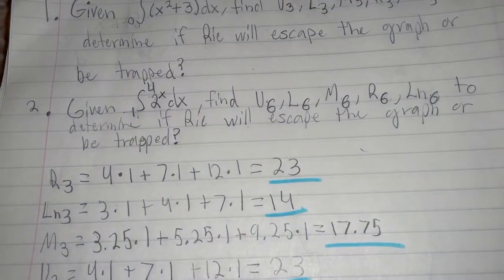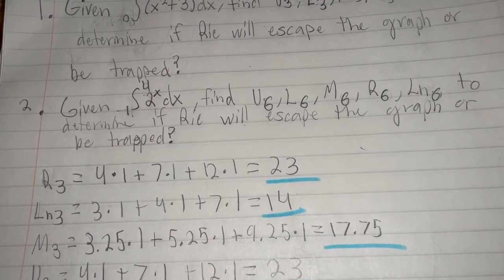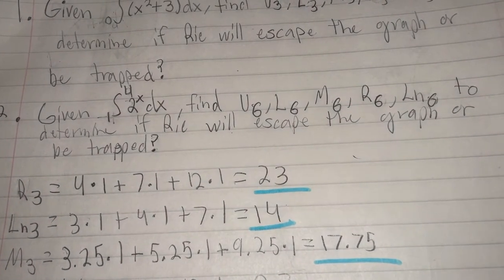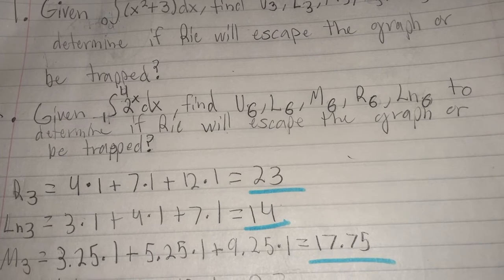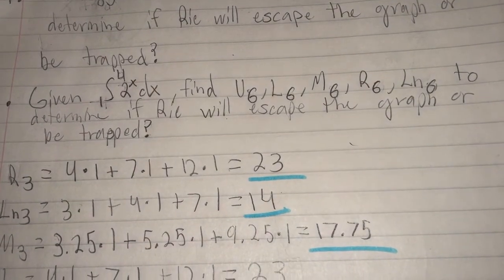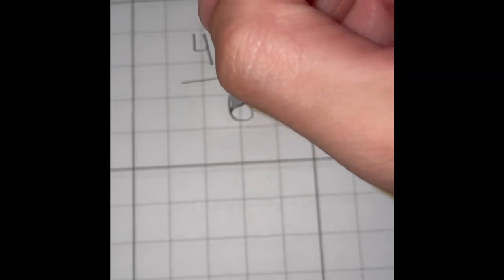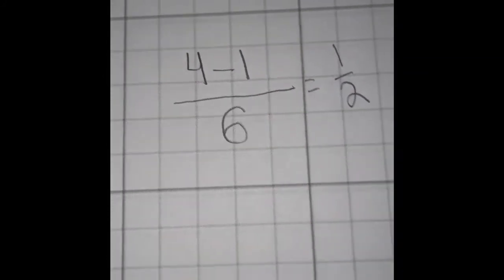So for the second problem, we have to evaluate the integral of e to the x from 1 to 4. And we have to find upper, lower, midpoint, right, and left to determine if we will skip the graph or be trapped underneath. So first, in order to find the base of our rectangles, we're going to take our interval b minus a, which is 4 minus 1, over the number of rectangles, which is 6, which equals 1/2. It's going to be the base of our rectangles.